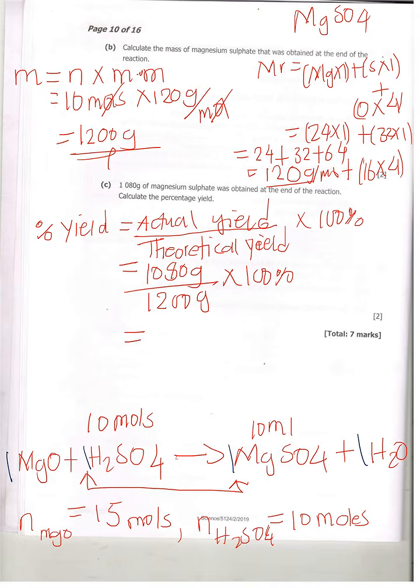So if we do math, 1,080 divided by 1,200, I'm getting 0.9 here, multiplied by 100%, this will give me 90%. So this was the percentage yield.